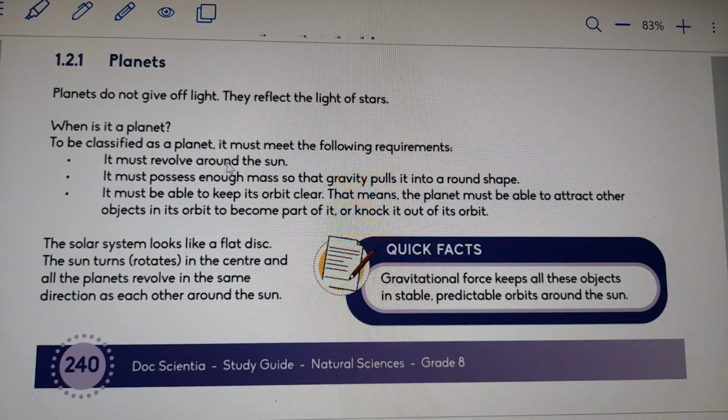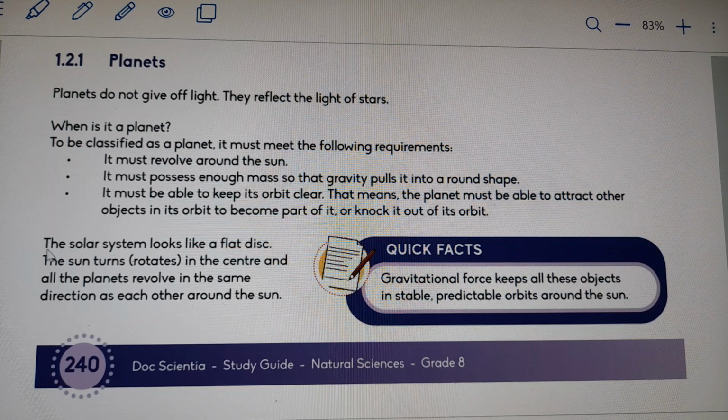Number 1, it must revolve around the sun. Number 2, it must possess enough mass so that gravity pulls it into a round shape. Number 3 is that it must be able to attract other objects in its orbit to become part of it.